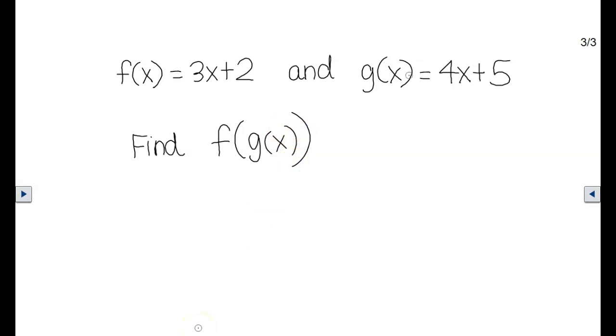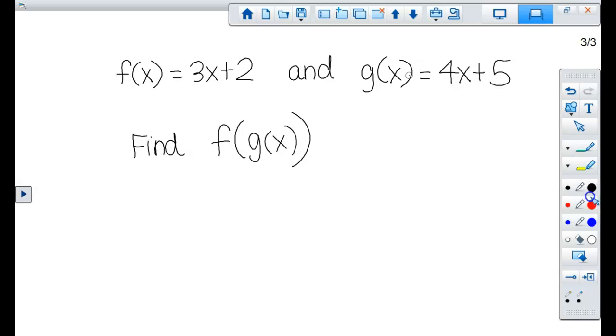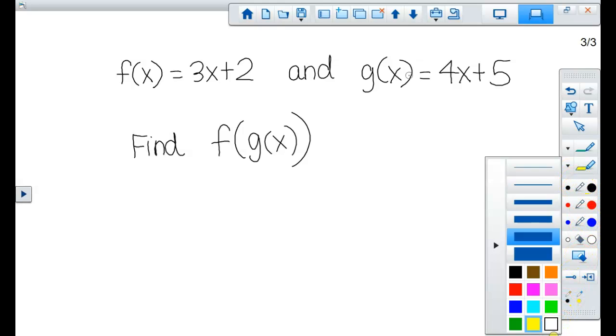So f of x is equal to 3x plus 2 and g of x is equal to 4x plus 5. What we are going to find is f of g of x. Now you'll notice that for the most part this looks the same as what you did on Friday. But you should notice that we don't have a specific number here that we're going to use as our input.